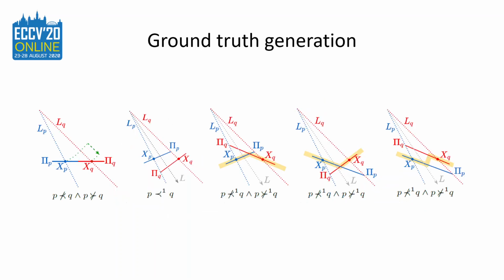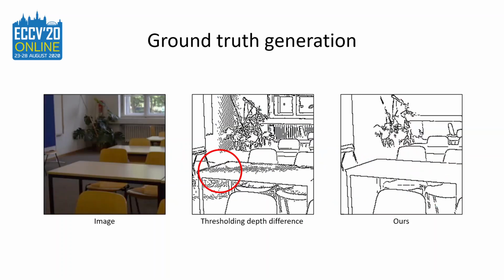Our method considers different occlusion configurations, and it enables the generation of datasets with accurate ground truths for training and testing. As we can see, compared to directly thresholding depth difference, our method greatly reduces false positive occlusion boundaries. Please refer to our paper for more details.